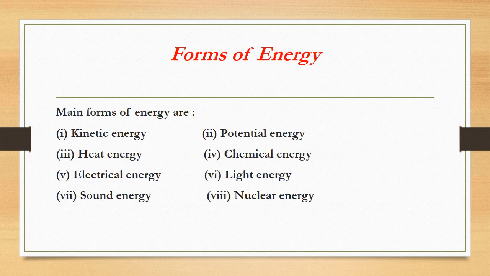Now we can discuss the different forms of energy. Many forms of energy are available. I already told you, the main source of energy is the sun. The sun, you know, is a form of light, heat, energy and all. So what are the other forms? You know, kinetic energy, potential energy. Maybe you didn't know about kinetic and potential energy, that we will study now.